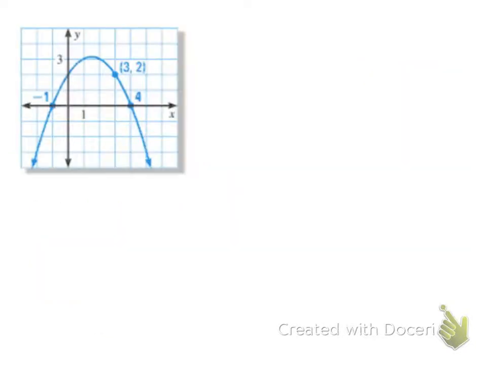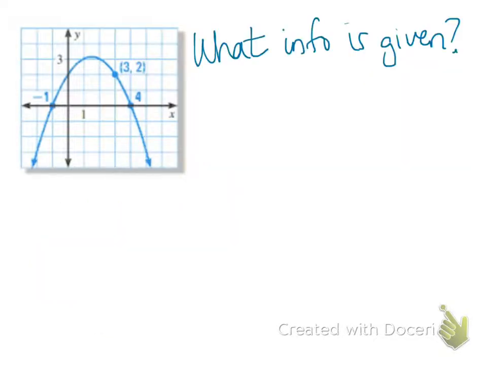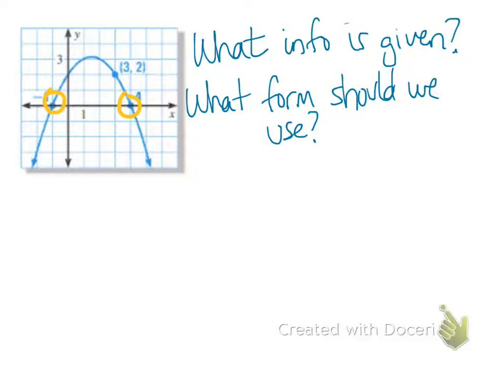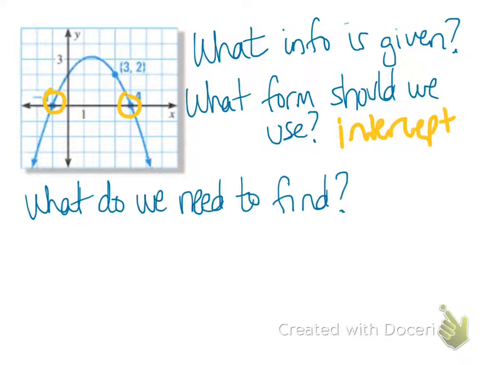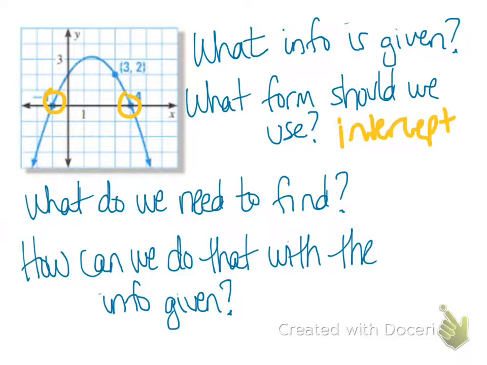And so now the next example, if we look at this one, what information is given? Well, you'll notice that we're given the intercepts. So what form should we use? Probably intercept form. And so then again, once you plug in the information you're given, what do we need to find? And how can we do that with the information that's given? So again, I'd like you to try this, and we will go over it and complete them for sure in class tomorrow.